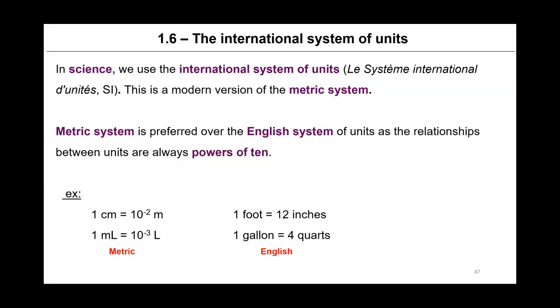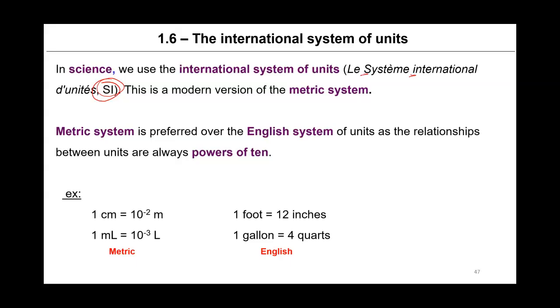As I mentioned in the introduction, in science we use the International System of Units. This was developed in France, and the French name is Le Système International d'Unités. For this reason, people will often refer to the International System of Units as SI units. This is the initials of the French name. This system is the most modern version of the metric system.